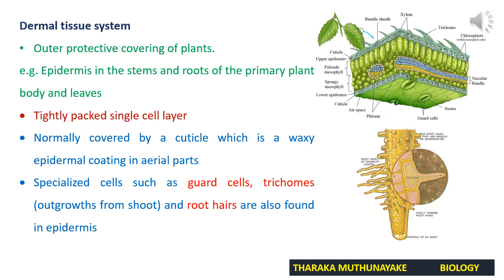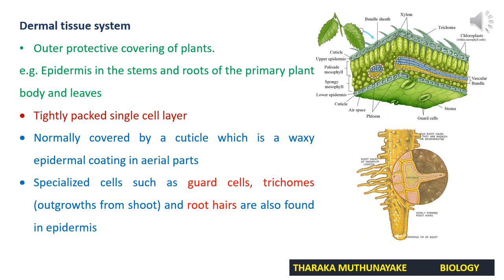Epidermis is covered by the cuticle. You know that cuticle is important in reducing water loss. The main component of cuticle is cutin. So it's a waxy layer. Then it is also said that specialized cells such as guard cells, trichomes, and root hairs are found in epidermis.